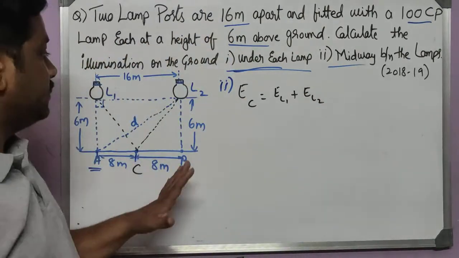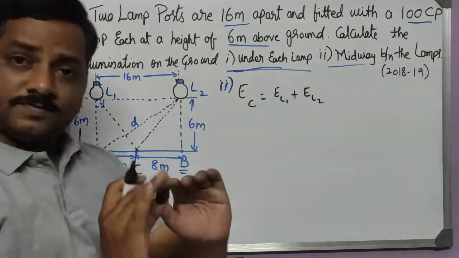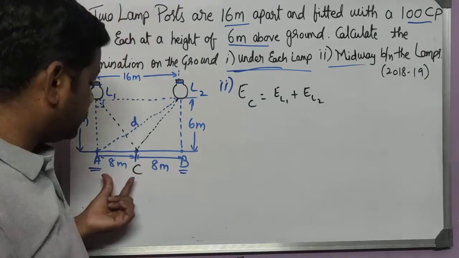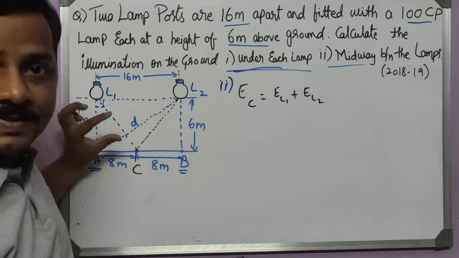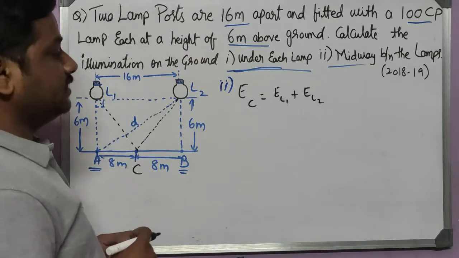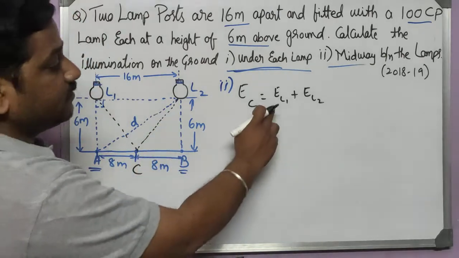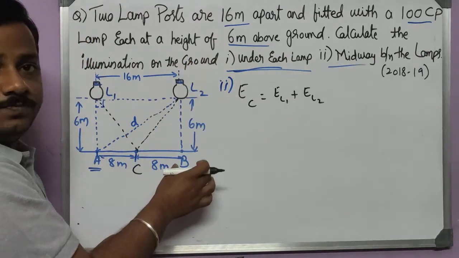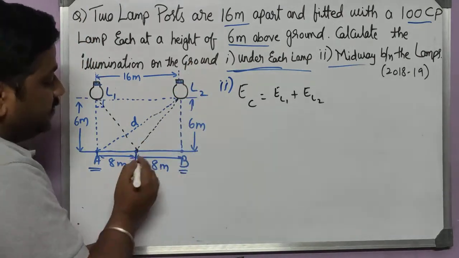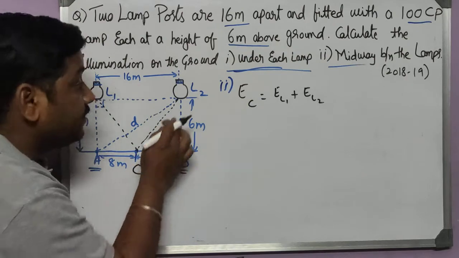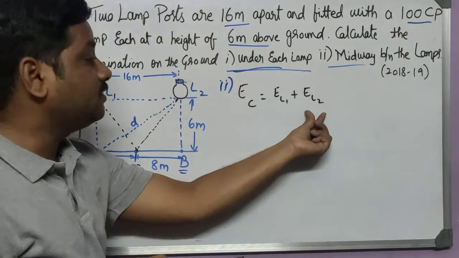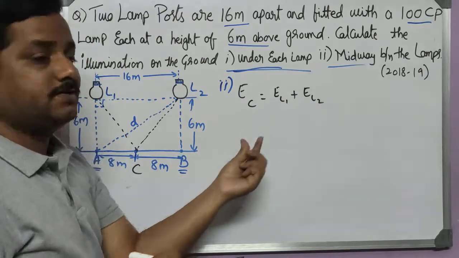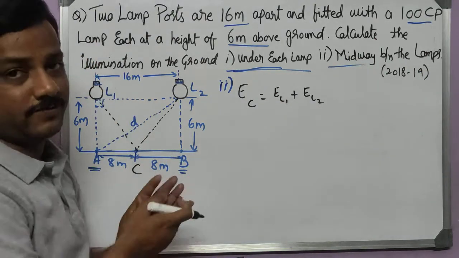Okay, right. But both lamps are of the same capacity, and both are at the same distance, 8 meter spacing, and the height is also the same, right? So what we can consider here is, if I calculate the illumination of any one of the lamps, say I take L2, and calculate the illumination at this point because of lamp 2, then we can equate it. We can say this is also going to give the same effect.